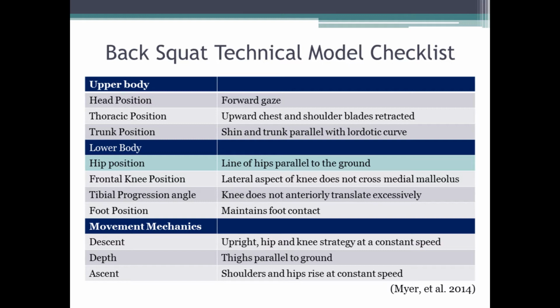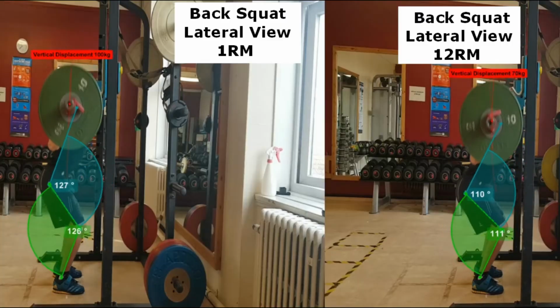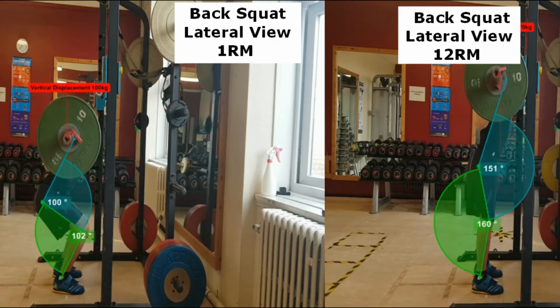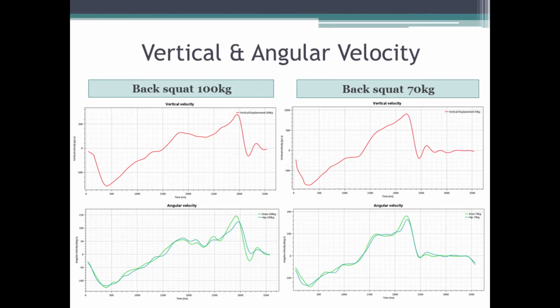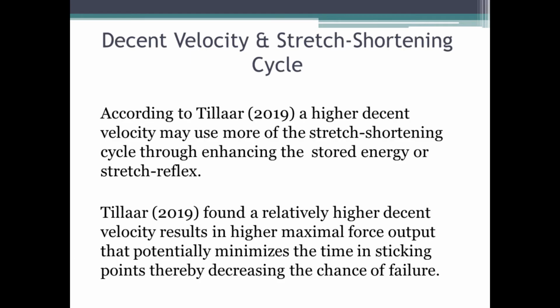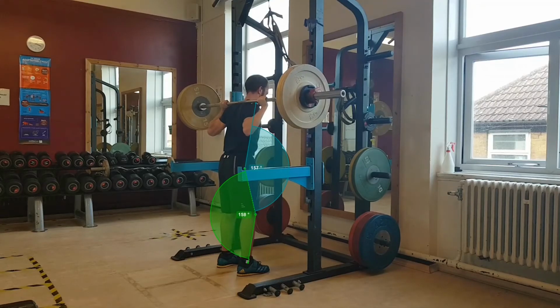In the ascent, we can see similar angular velocity and joint angles between the hip and knee, suggesting the hips and shoulders rise at a constant speed, but the bar path moves posteriorly, potentially to overcome a sticking point. If we compare a maximal lift with a submaximal lift, we can see a similar vertical and angular velocity. According to Tiller 2019, high velocity descent may use the stretch shortening cycle to minimize the sticking point.